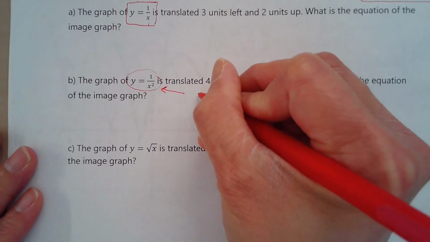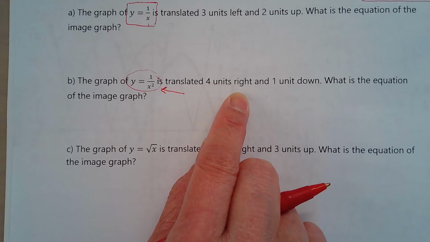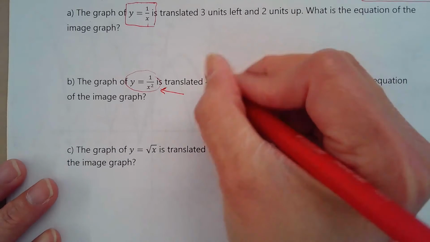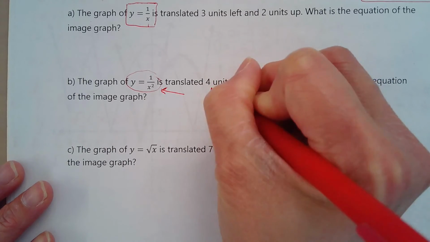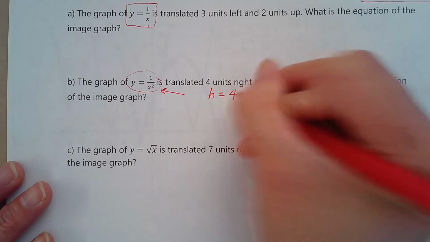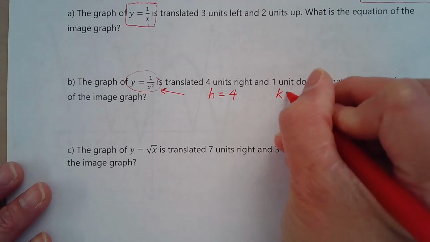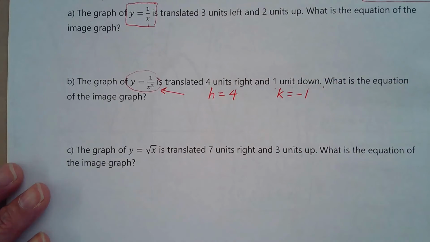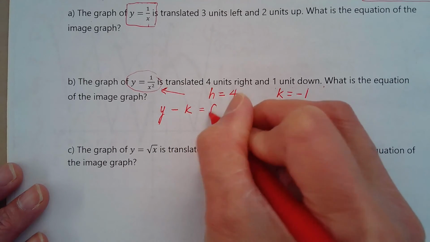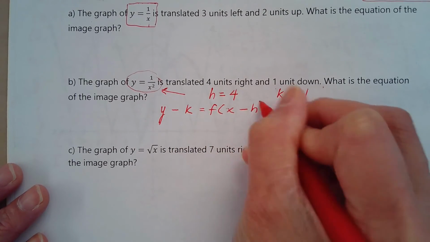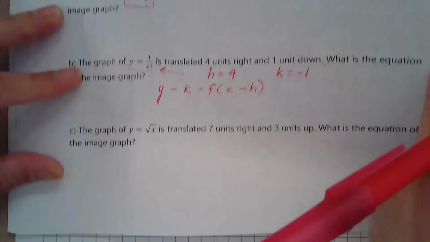Okay, so first of all, 4 units to the right. Is that the h or the k? H. So h is equal to positive 4. And 1 unit down, so that's k, and that's equal to minus 1. So we're going to go y minus k equals f of x minus h. This is the general form.